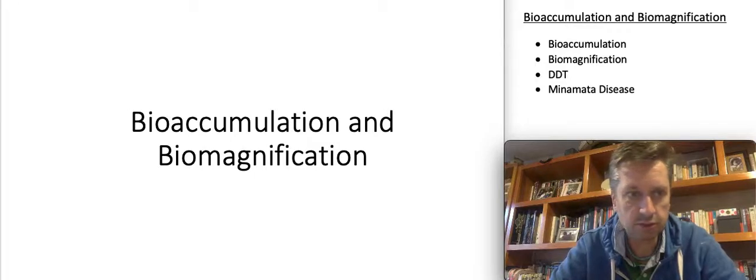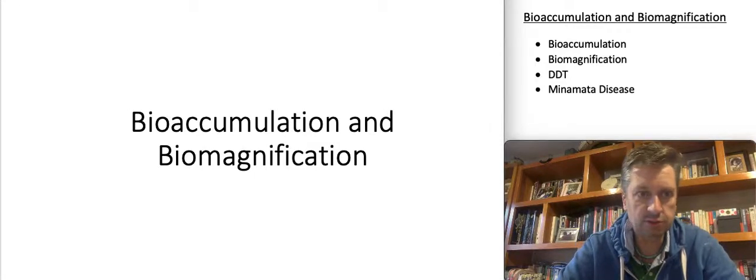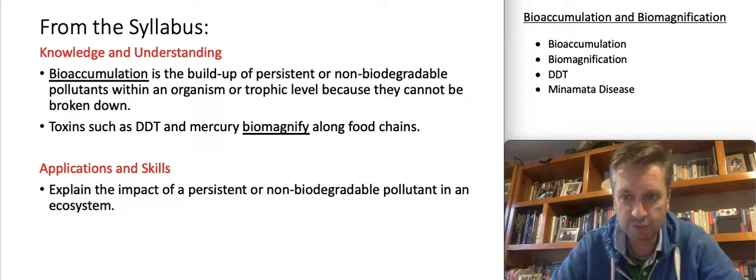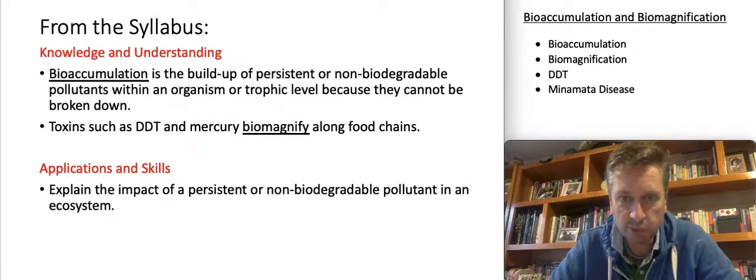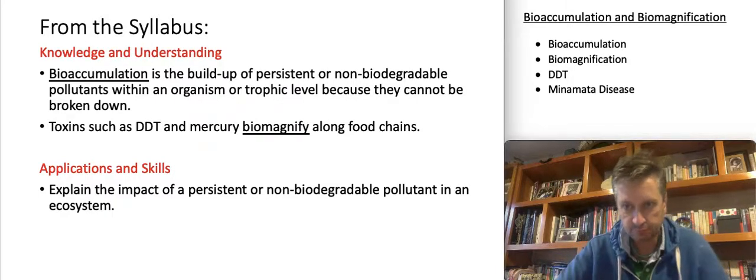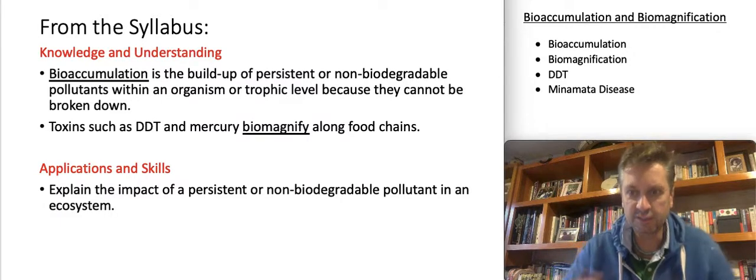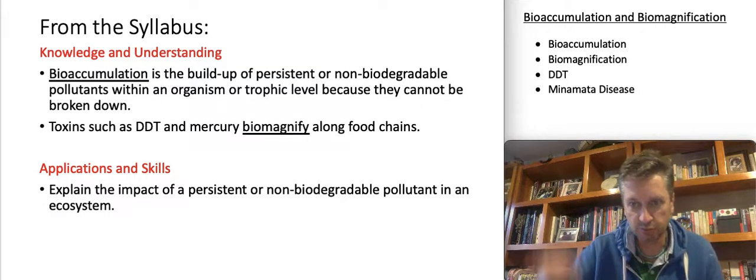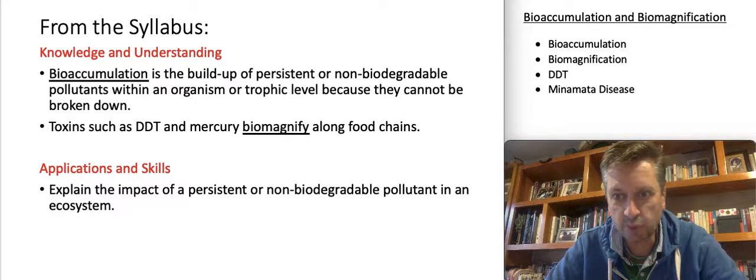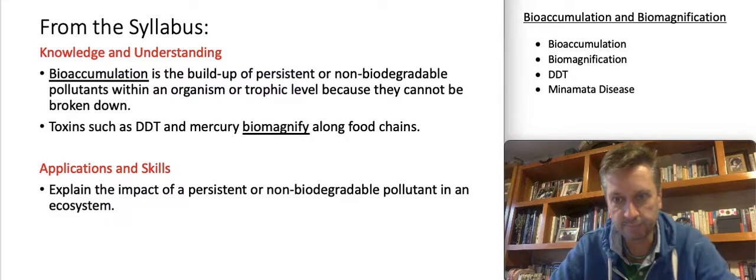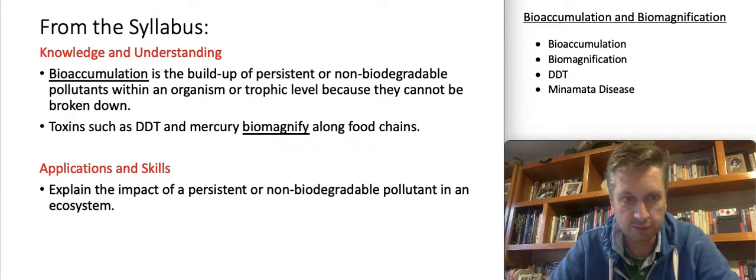Okay, so let's look at the syllabus statements. Only two sentences really, or maybe three. Bioaccumulation is the buildup of persistent or non-biodegradable pollutants within organisms. And biomagnification is the amplification of these effects as you move up the food chain. So the top predators usually exhibit the worst effects. I'll try and explain why in a few minutes.